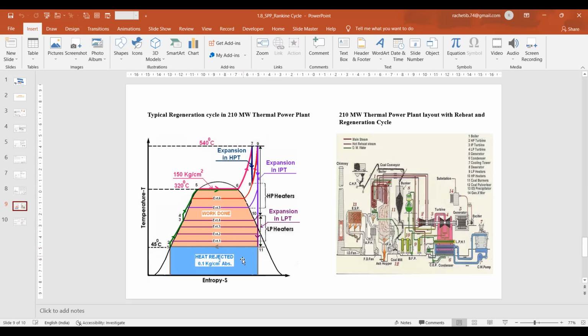So the blue zone shown is the heat rejected, and the heat added is shown by 2 to 3, 4 to 5, and 5 to 7 in the boiler. Okay, thank you. Now we'll see the animation or slide so that you can get a clear idea about the Rankine cycle.